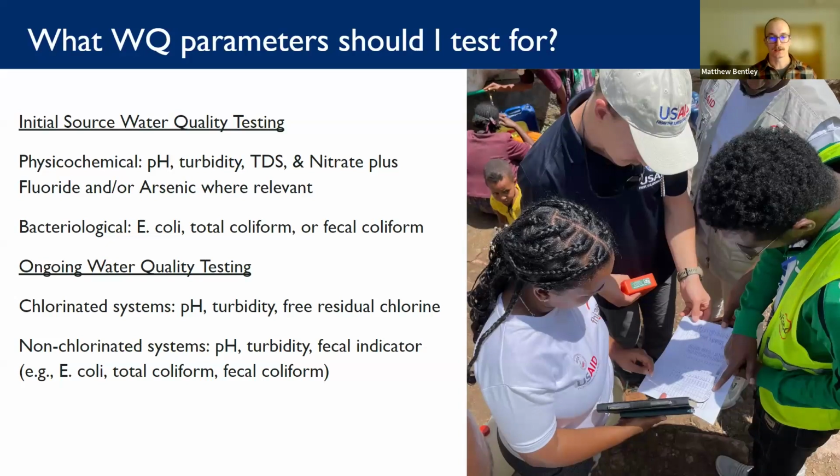Next, for ongoing water quality testing, this can be broken down into chlorinated and non-chlorinated systems. These are generalizations, of course, but these are often the things that we're looking at. For chlorinated systems, we're going to be monitoring the pH and turbidity and the free residual chlorine at various steps in that water supply chain. For non-chlorinated systems, we often see pH, turbidity, and then whatever fecal indicator pathogen we're concerned about, E. coli, total coliform, or fecal coliform, depending on the test that's used.